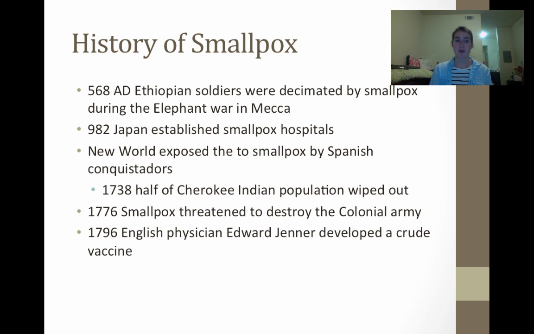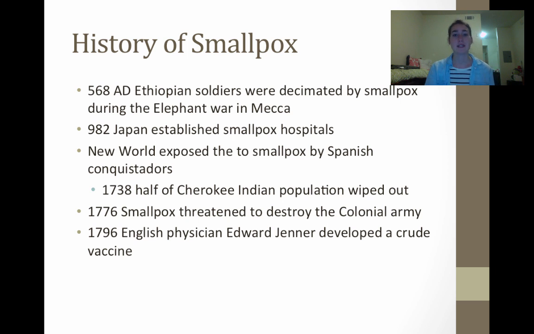So as I said before, it's been prevalent on many different continents. As early as 982 AD, Japan was already establishing hospitals specifically just for smallpox. Probably the most famous case is when the Spanish conquistadors came to the New World and unwittingly infected the entire native population because they weren't exposed to it at all previously. In 1738, half of the entire Cherokee Indian population was wiped out due to smallpox. And smallpox also threatened the American colonial army during the Revolutionary War.